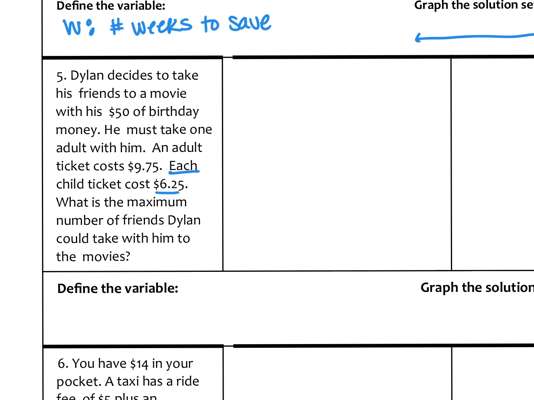And he's looking for the number of friends. So let's use F, number of friends he can afford to take, right? That he can take, based on he only has $50. Now, the $9.75 is paid one time. The $6.25 is paid that much for each friend. Okay, I'm going to let you figure that one out and do that one more on your own.